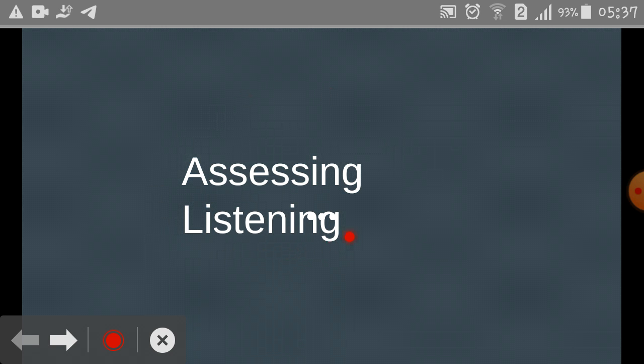So when we assess listening, we cannot separate listening from other skills, because it is difficult for us as a teacher to assess student listening comprehension if we do not integrate it, or if we do not connect listening with another language skill. Listening will always be integrated with another skill, like for example reading, writing, or speaking.